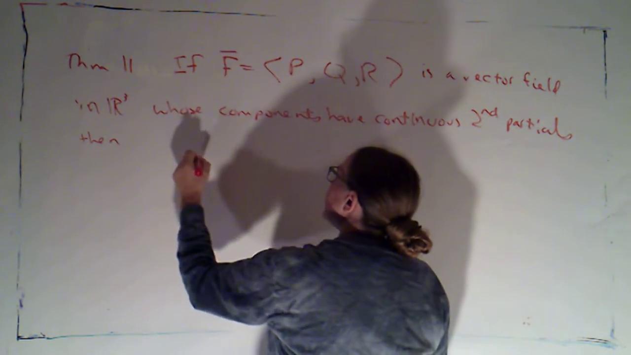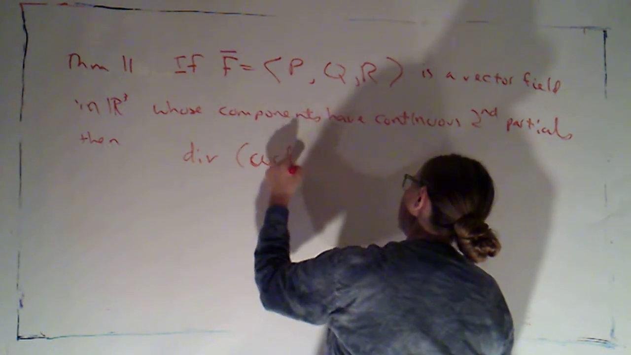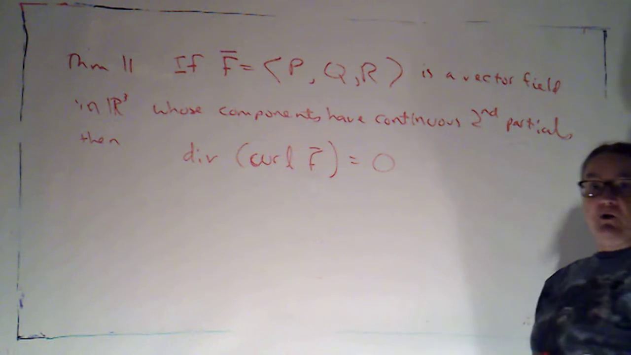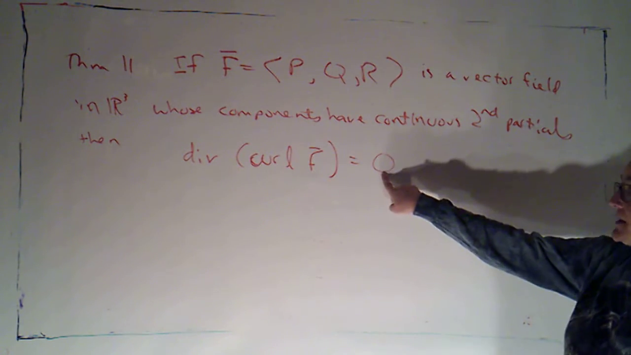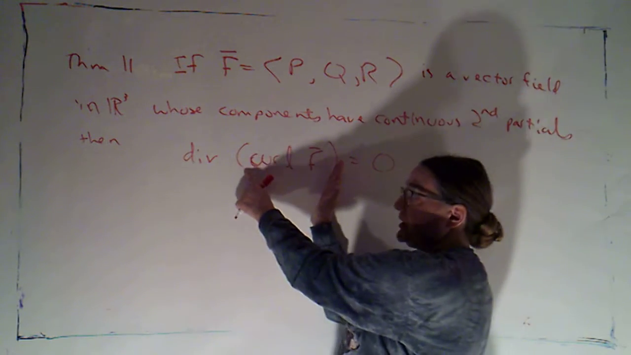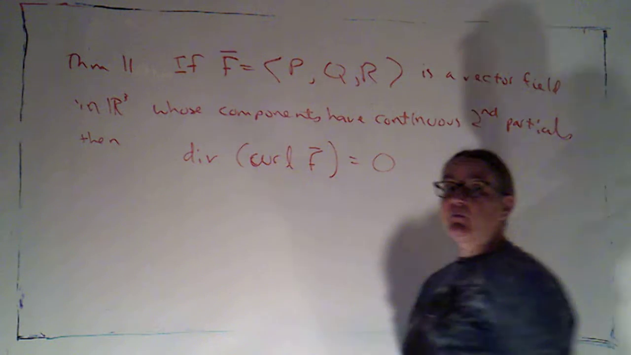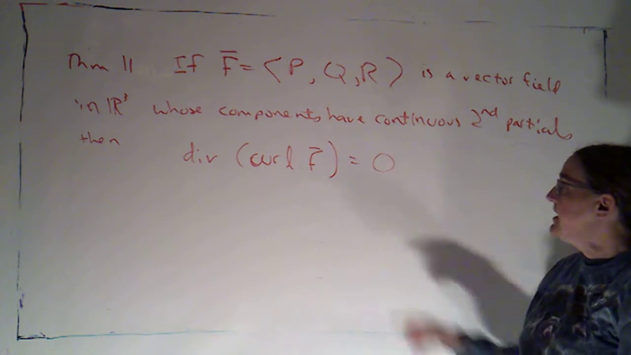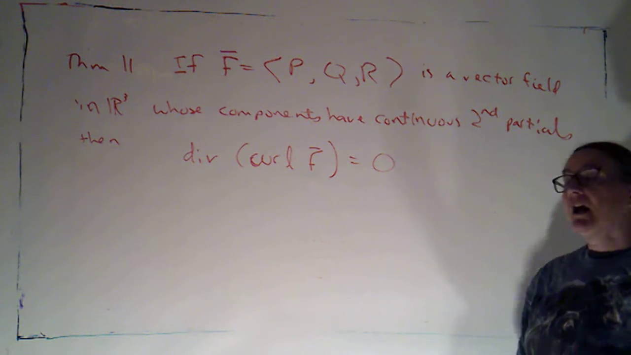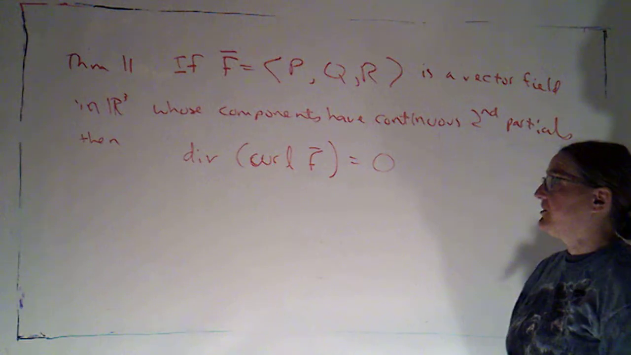Then, if I take the divergence of the curl of f, I'm going to get 0. And that is 0 the number, not 0 the vector, because while curl of f is going to be a vector field, the divergence, remember, is a real valued function. So this is just the constant real valued function 0. The proof of this is just a lot of plug and chug calculations.